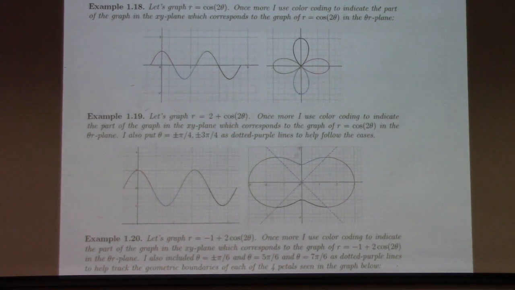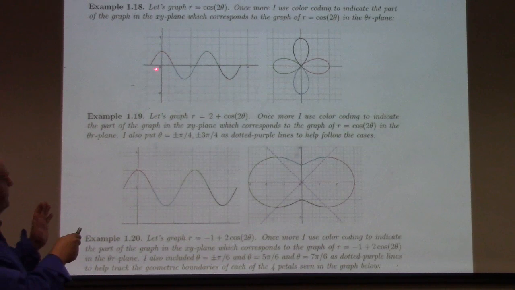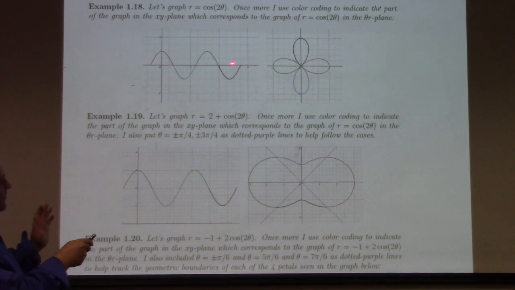Here's another one. If we graph cosine 2 theta, here's my color-coded graph, right? I'm really just interested when r goes to 0, because r going to 0 pretty much tells me I'm going from one phase of the story to the next. So there's this red petal, which corresponds to this hump. There's this blue petal, which corresponds to this.